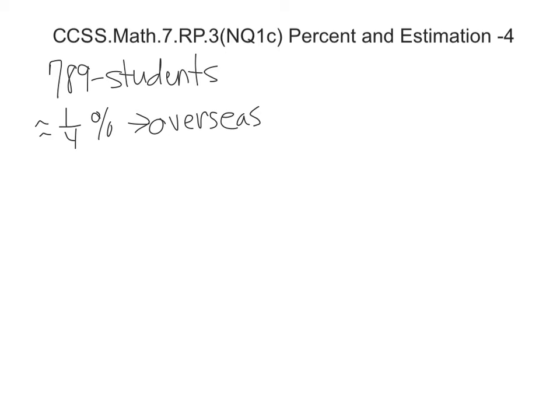So they want to know about how much is that? How many students is that? And it says about the number of students. So we want to figure out how many students this would be. All right, and so for us thinking of 1/4%, you're looking at less than 1% here.